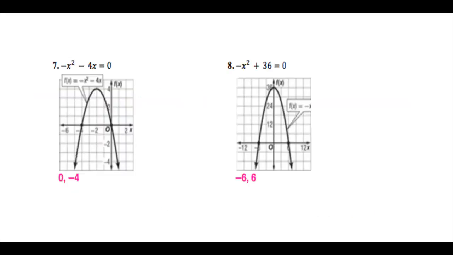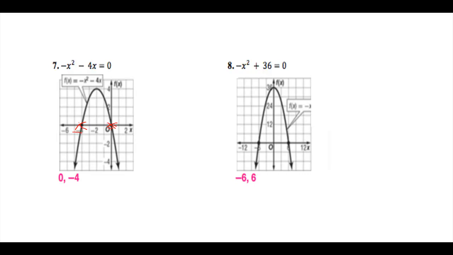Here, it's negative x power 2 minus 4x equals 0. Remember, the coefficient here of x power 2 is negative, so the curve will be maximum. But where is the solution? We said it. The solution is represented by the intercept between the curve and the x-axis. So the solution is negative 4 and 0. The intercept here is represented by 0 and negative 4.